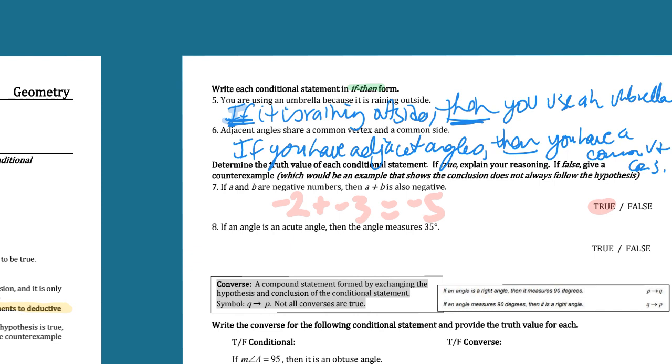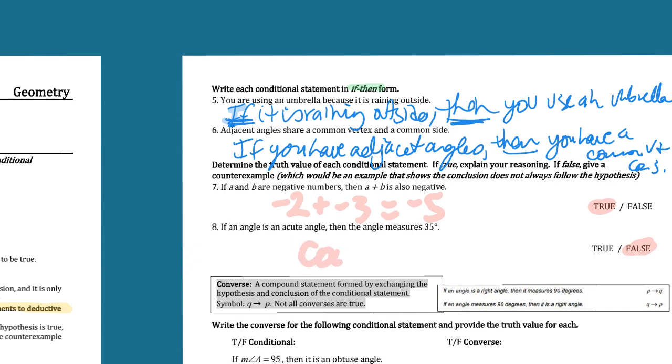Okay, if an angle is acute, then the angle measures 35 degrees, okay? And so the question is, is that true? And the answer is no. Why not? Well, because if an angle is an acute angle, then the angle measures 35. Well, it might measure something else and still be acute. And so the answer is no.